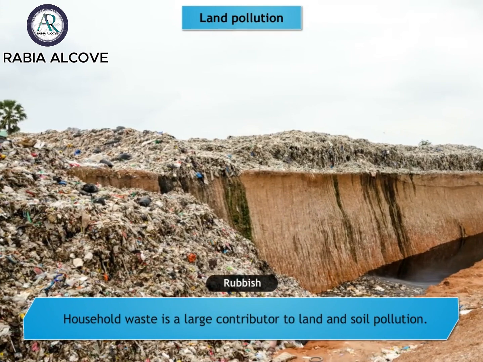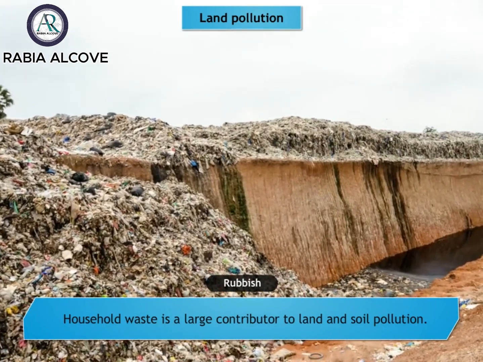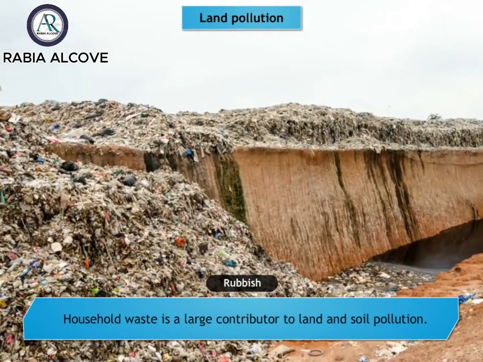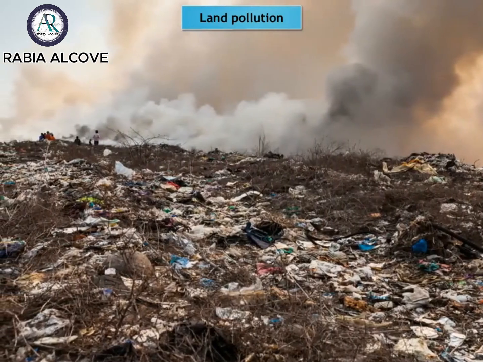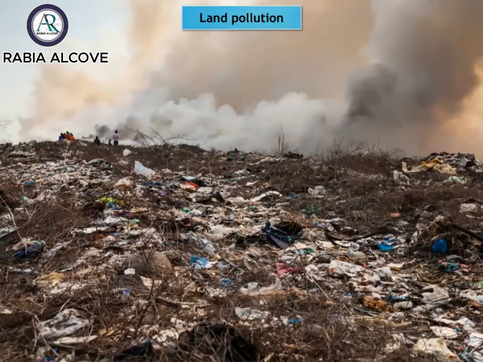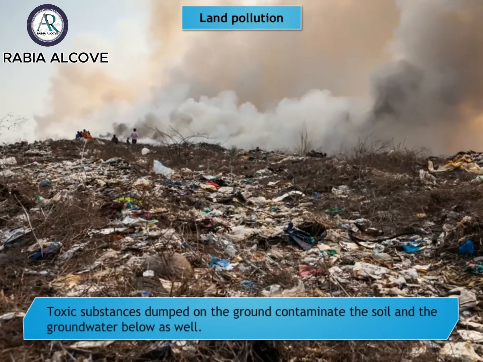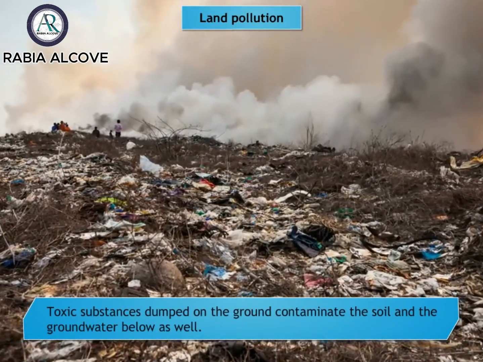Household rubbish and small business waste can include glass, metal, cloth, plastic, wood, paper, batteries, tires, and oil. Our cities have a few municipal or town landfill sites where rubbish can be disposed of properly. Toxic substances dumped on the ground contaminate the soil and the groundwater below as well.